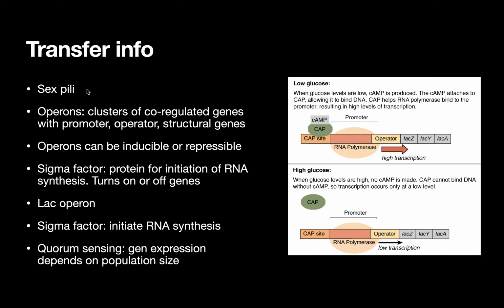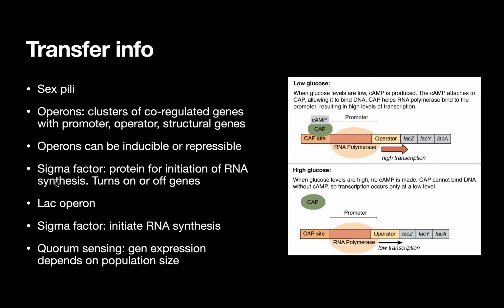So they transfer information using sex pili, and some bacteria use operons. So these are clusters of co-regulated genes. These have a promoter, operator, and structural gene all included. So these can be inducible or repressible. One of the important inducible examples is the lac operon. So these only turn on in the presence of lactose.